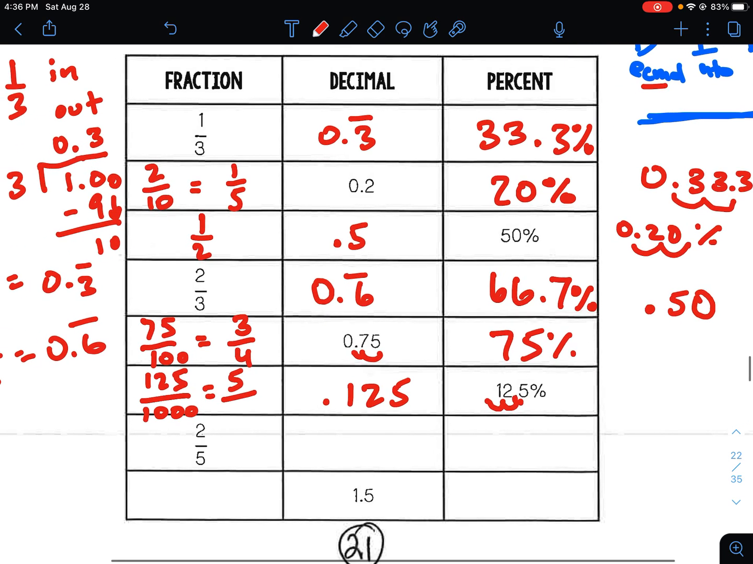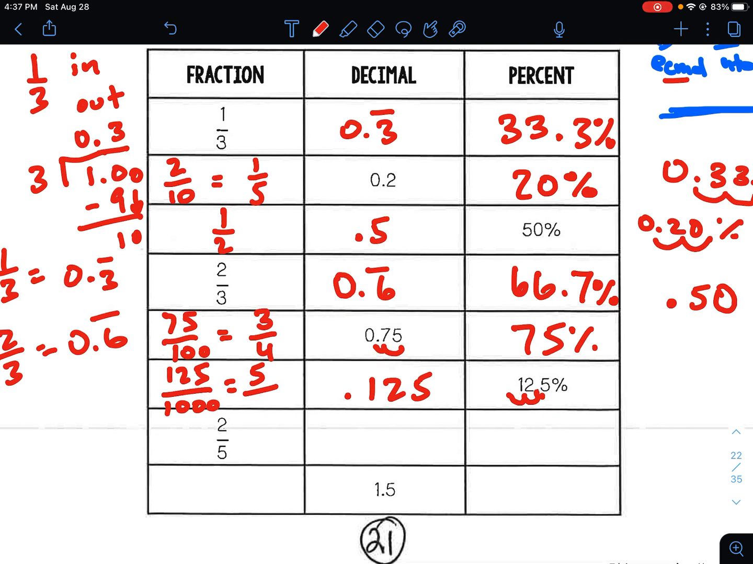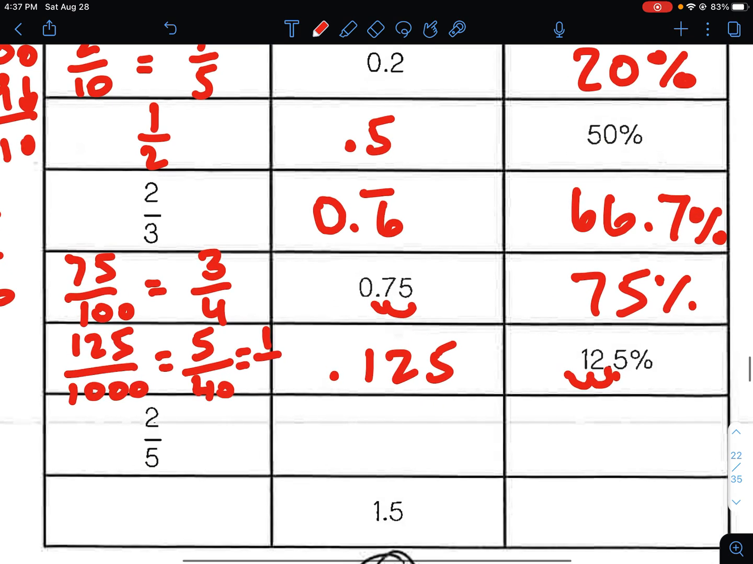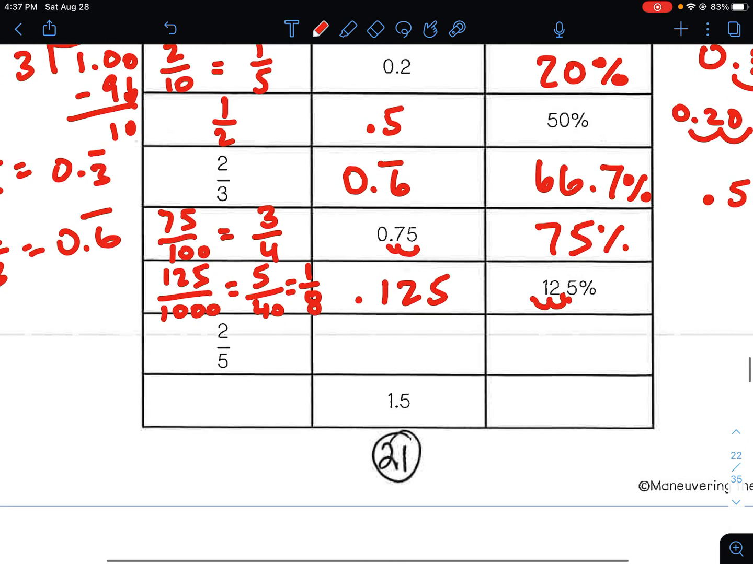How many times does 25 go into 1,000? Well, it goes into 100 4 times, and there are 10 hundreds, so I would say it's probably 40, 5 over 40. And 5 goes into both 5 and 40, so that probably equals 1 over 8. Sorry, that was not a very good 8. Let's see if I can draw a better one. 1 over 8 is going to be our final fraction.